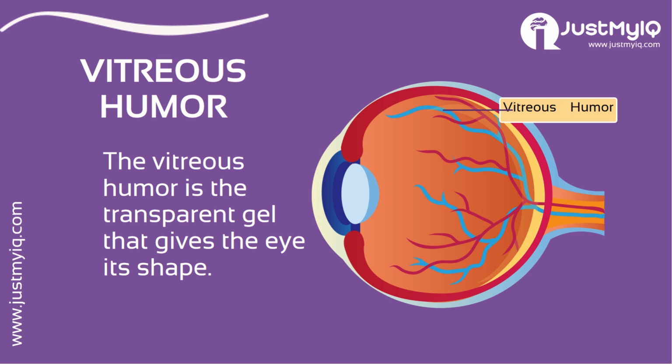It keeps the eyeball round and firm, like air in a football. It holds the retina in place by gently pressing it against the back wall of the eye. It allows light to pass through clearly to reach the retina. As we get older, the vitreous humor can shrink slightly, sometimes causing tiny floaters, little spots we occasionally see moving in our vision.